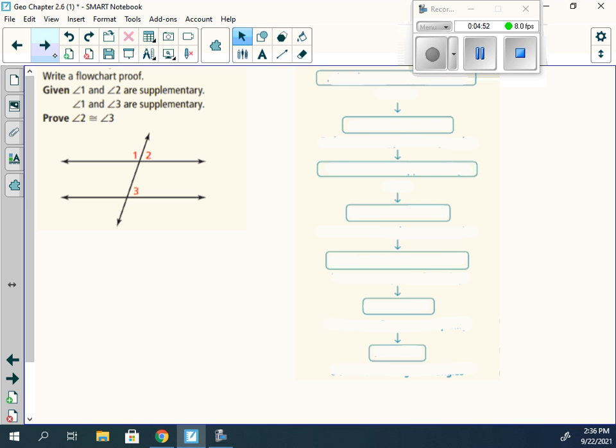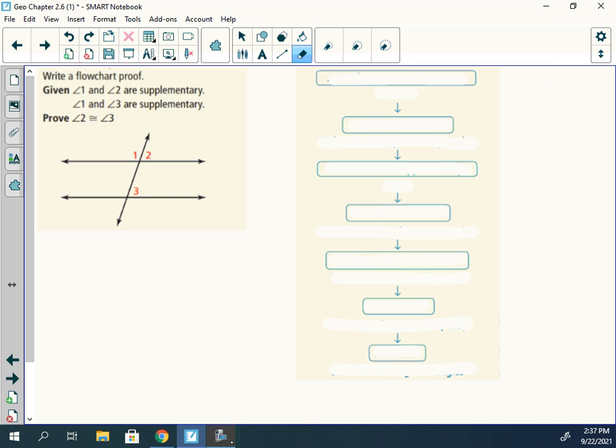So we're going to look at this flowchart proof proving that angle 2 and angle 3 are congruent. Yes, it is upside down. So, what do we always start out with? The given. Angle 1 and angle 2 are supplementary. Angle 1 and angle 3 are supplementary.